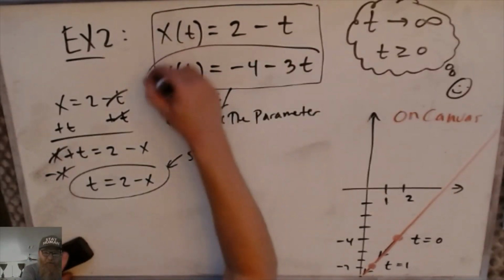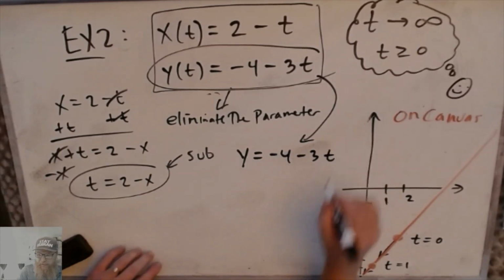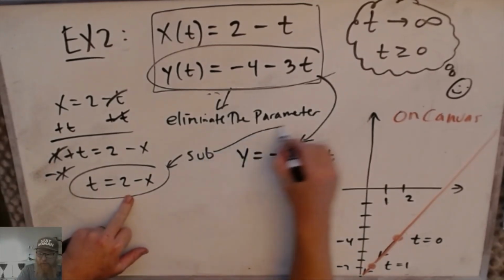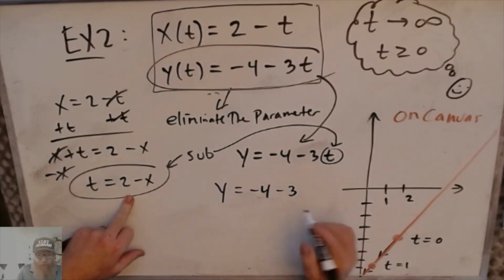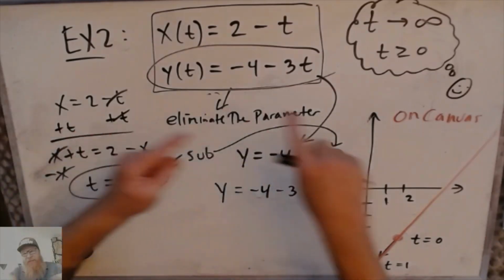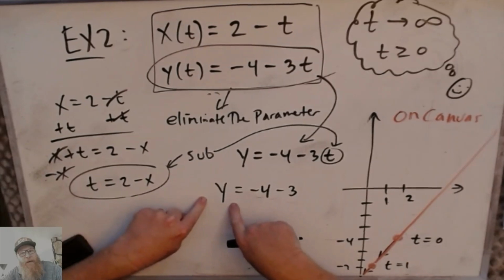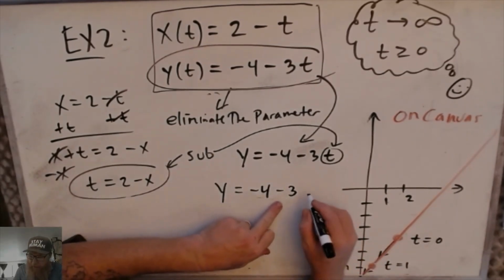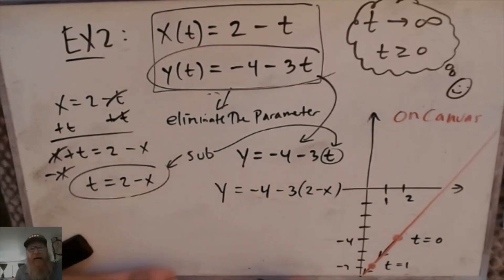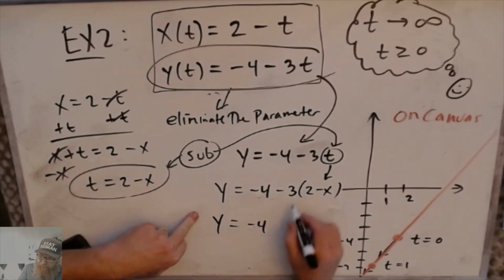And then now take your y equation. You got y equals -4 minus 3t, and sub this guy in for t. You always want to do x first and then sub it in. So solve t in terms of x, sub it in so that your equation is in standard function form. Y minus 3 times 2 minus x. There's your sub. And then now simplify this.